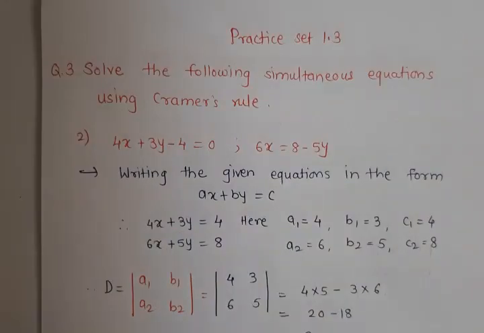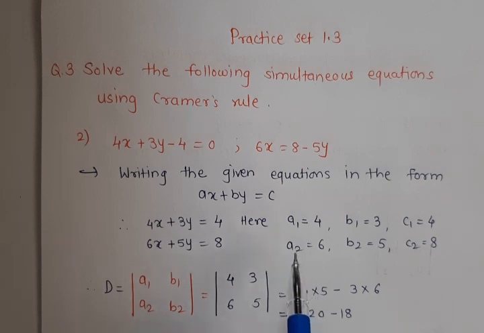We'll discuss the example from practice set 1.3, question number 3. Solve the following simultaneous equations using Cramer's rule. The equations are 4x plus 3y minus 4 equals 0, and 6x equals 8 minus 5y. First of all, we have to write the given equations in the form ax plus by equals c, that is the general form of a linear equation. Now 4x plus 3y equals 4 and 6x plus 5y equals 8.